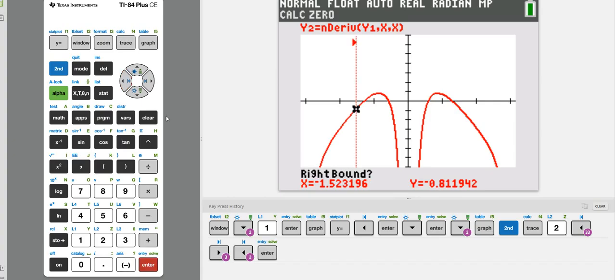You press enter, and then it asks you for a right bound. Well, you scooch past where the graph crosses the x-axis, and now that's your right bound. It's going to look for a root in here. Make sure your graph has a change of sign in that interval. Now it's asking you for one more thing. It's asking you for an initial guess. Just press enter one more time. You should get about negative 1.297.